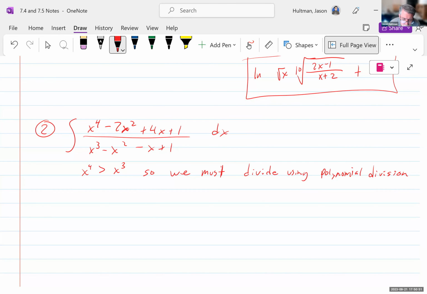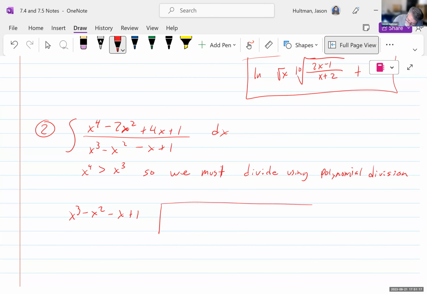Okay, so let's do that. Let's jump into that. x cubed minus x squared minus x plus 1, divide that into x to the 4th plus 0x cubed. I have to put a placeholder. Minus 2x squared plus 4x plus 1. And so x cubed goes into x to the 4th x times. So that's x. Now I'm going to multiply. x times x cubed is x to the 4th.